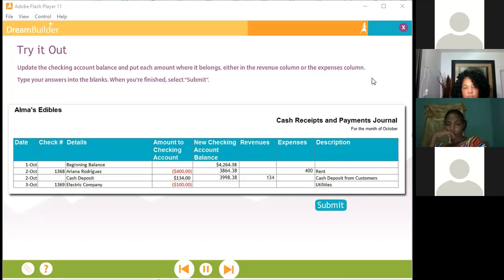Can you explain to Marla what columns she needed to be looking at? You need to be looking at the amount to checking account, which is the $100 in the red. So you would deduct that from the new checking account balance of 3,998.38, which now gives you 3,898.38. And to the right, it's an expense and it's a utility for your description. Okay, thank you, Vernon. Marla, do you understand?